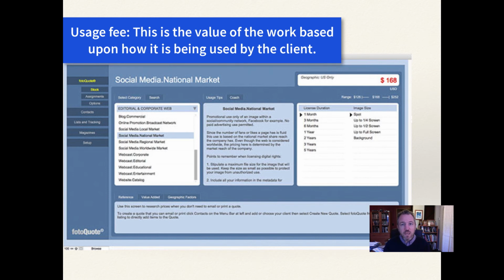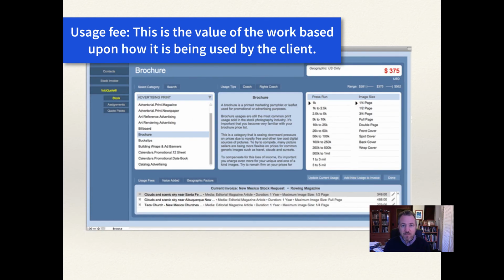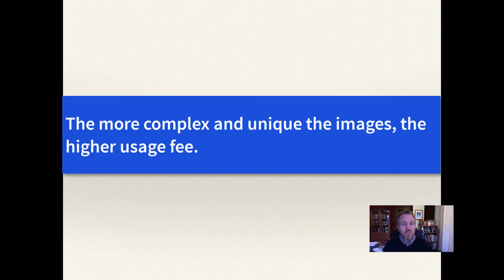Is it being used in a local advertisement, a regional advertisement, a national advertisement? Obviously, the larger the reach, the more value of that image. And then usage is also determined in part by the complexity of the image. Is it a high production value image that required lights, makeup, models, etc.? That's going to be worth more than a photojournalism candid type of photograph that required a lot less effort to produce in most cases.